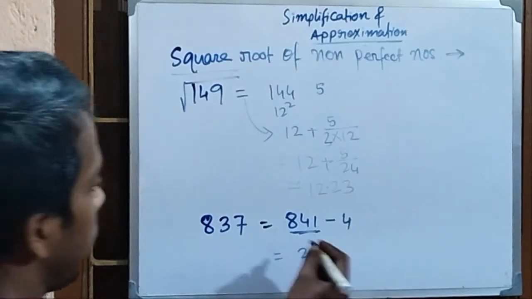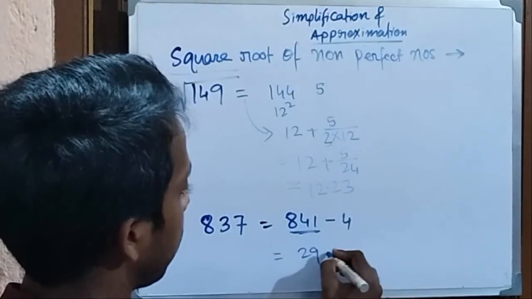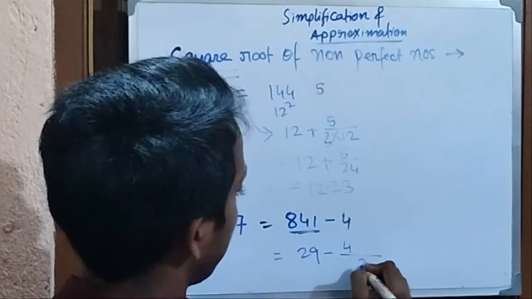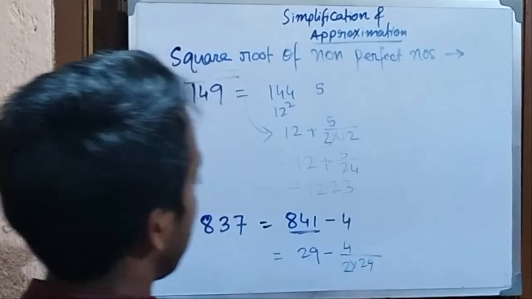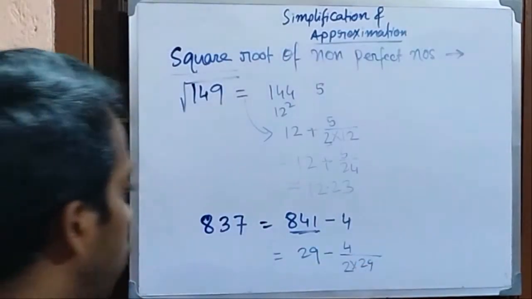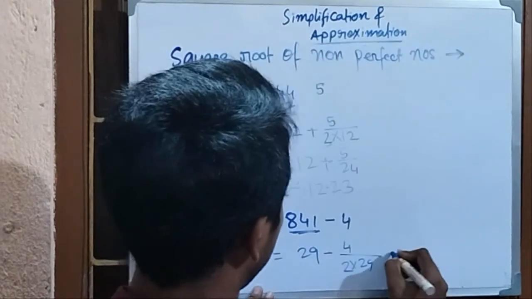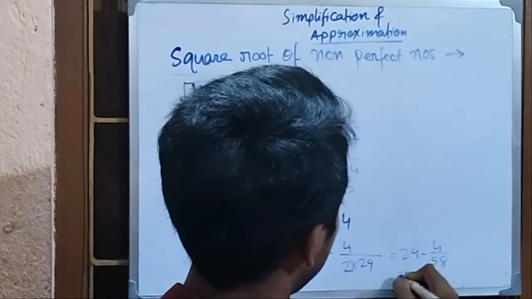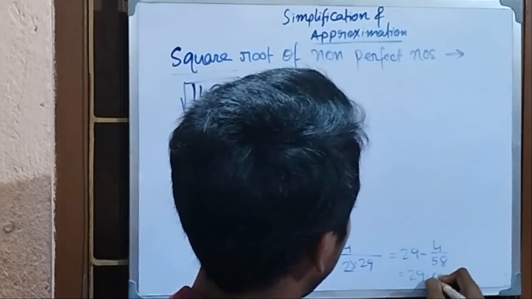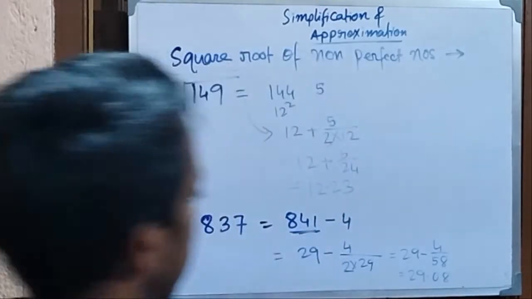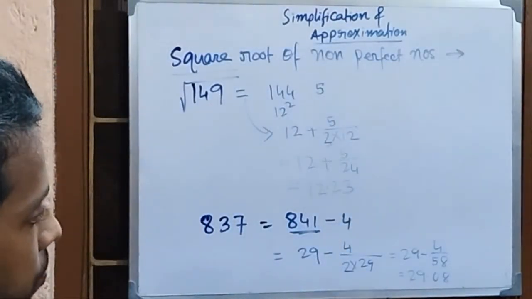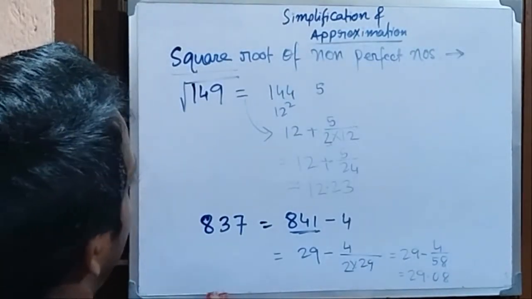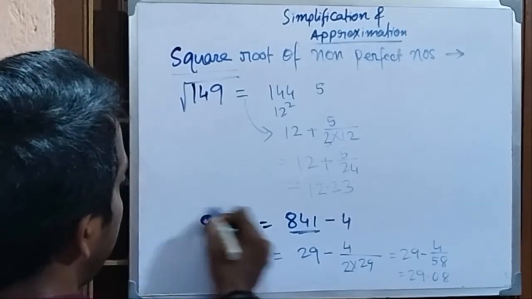So how will we move? This number is less than 29 squared, so we will put minus here in the numerator, and in the denominator you have to write the base number, multiplied by 2 only, because we are calculating the square root. So what will it give here? 29 minus 4 by 58. This will approximately give you 29.08. This is square root.